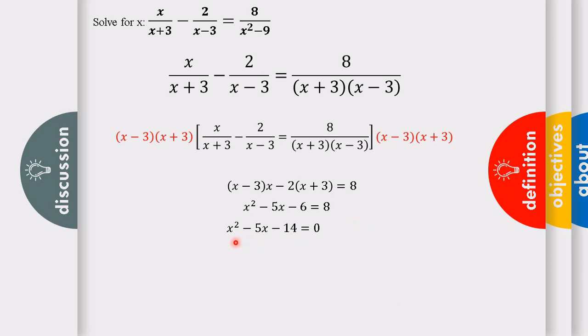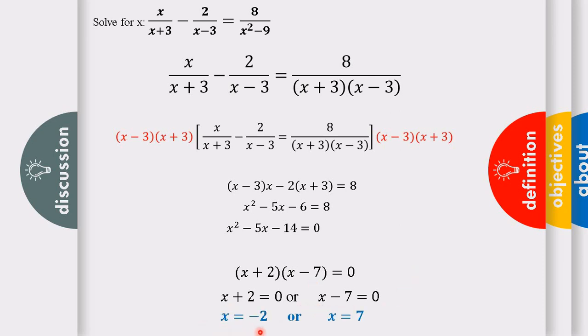Further simplification, x squared minus 5x minus 14 is equal to 0. So we have now a quadratic equation, and we need to factor this. The factors are x plus 2 times x minus 7 is equal to 0. So we have two values: x plus 2 equals 0 or x minus 7 equals 0, so x equals negative 2 or x equals 7. We need to test these two values of x to determine which of the two, or if both, are a solution to the rational equation.